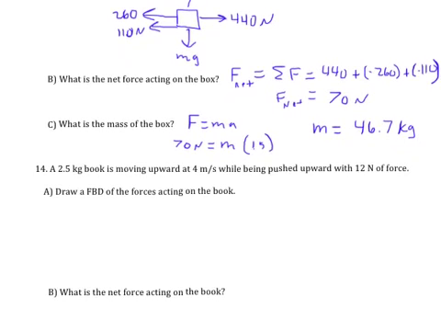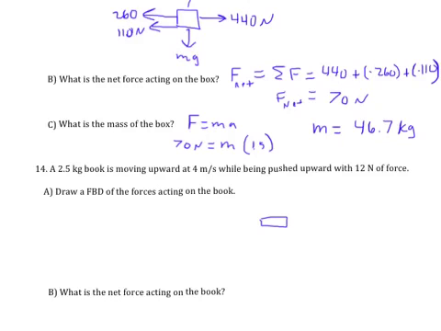A 2.5 kilogram book is moving upwards while being pushed in an upwards direction with this much force. Here's my free body diagram. I have a book. It is being pulled down. Here's why we like to write mg for the force of gravity.